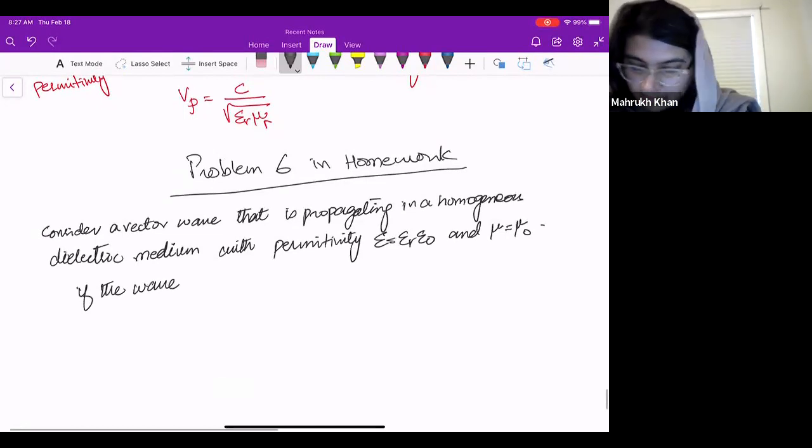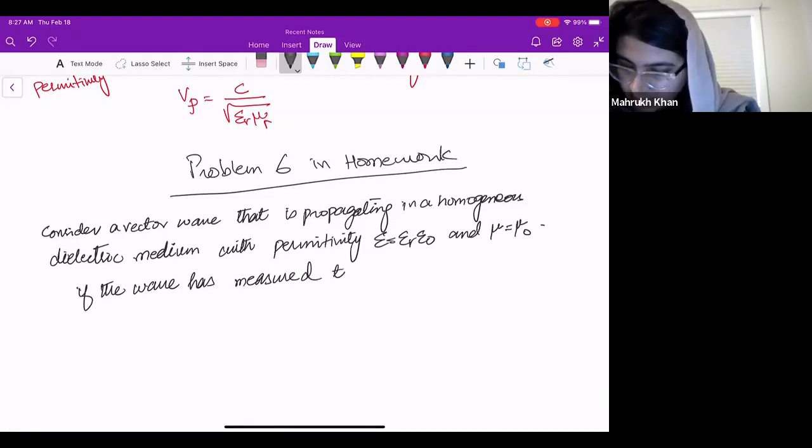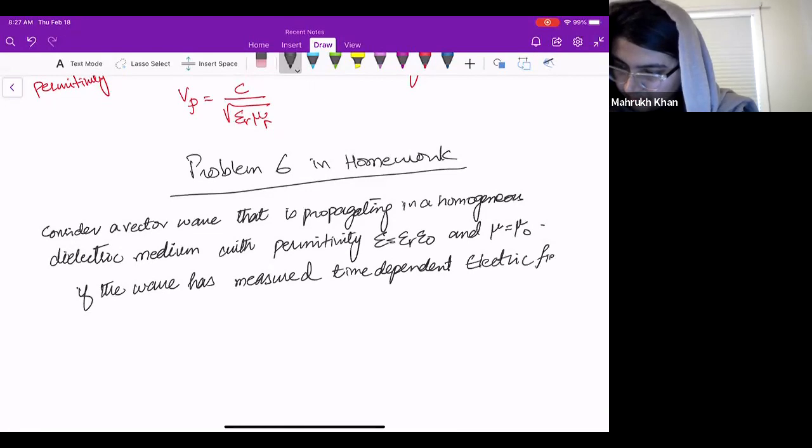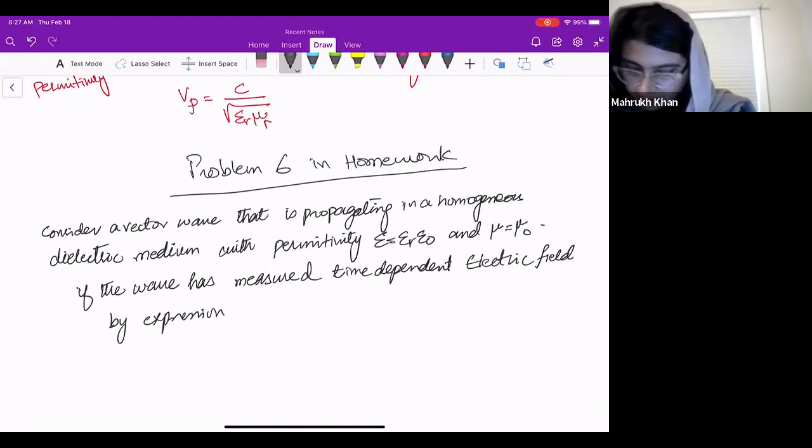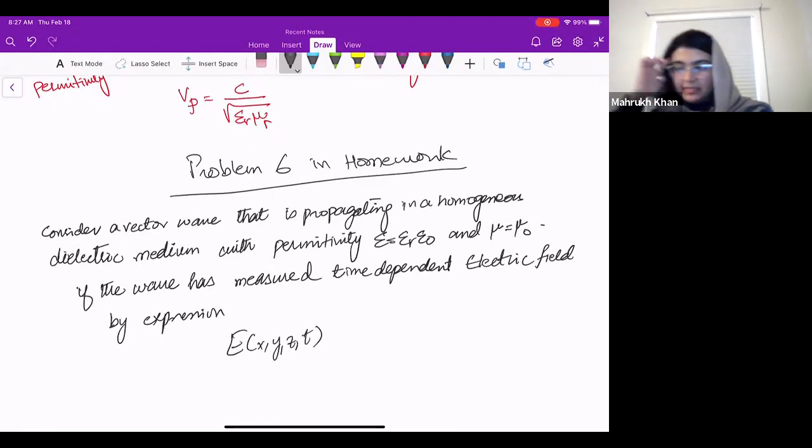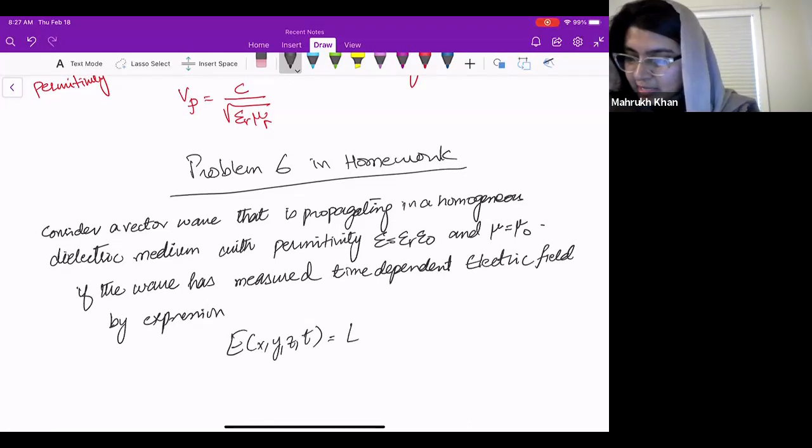If the wave has measured time-dependent electric field by expression, so XYZ means when we were writing before, we were writing X and T. Here we are writing X, Y, Z, and T. It means that all three coordinates are active, right? We can see anything in any coordinate.